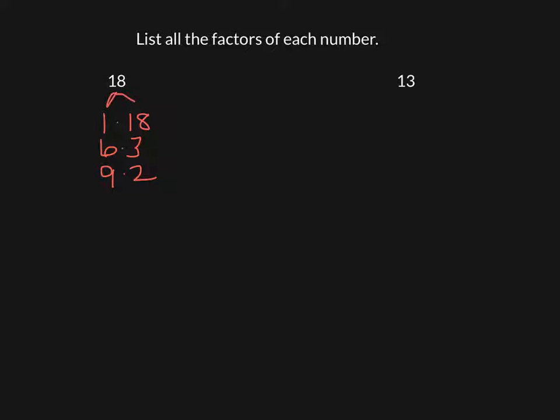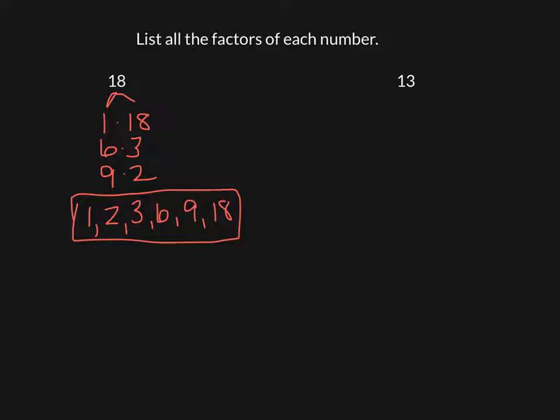So now I'll say, does 4 go in there? Well, no. Does 5? No. 6? I already have. 7? No. 8? No. 9? Yes, I already have it. Okay, so that is where we're at then. So all the factors of this number are 1, 2, 3, 6, 9, and 18. Whenever we make a list like this, we want to make sure when we write our final answer down, we organize our numbers from least to greatest.